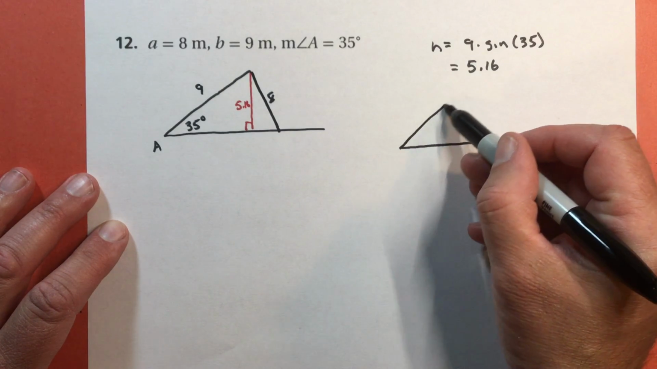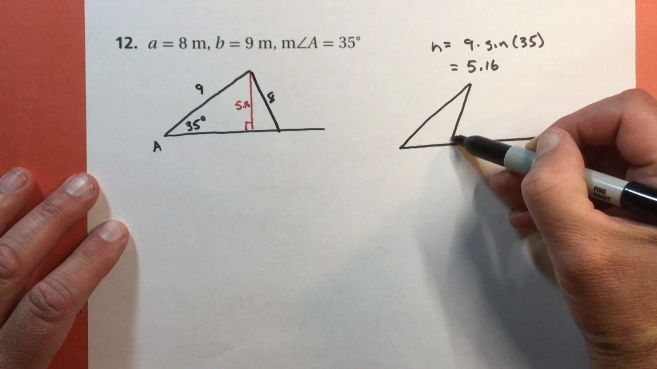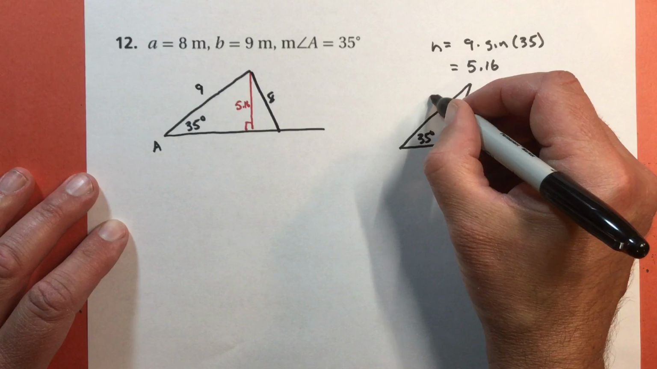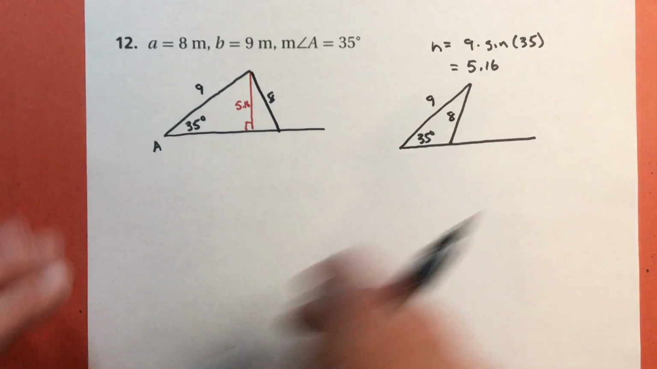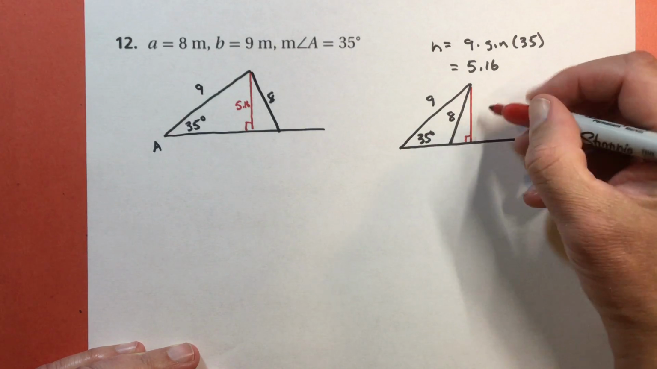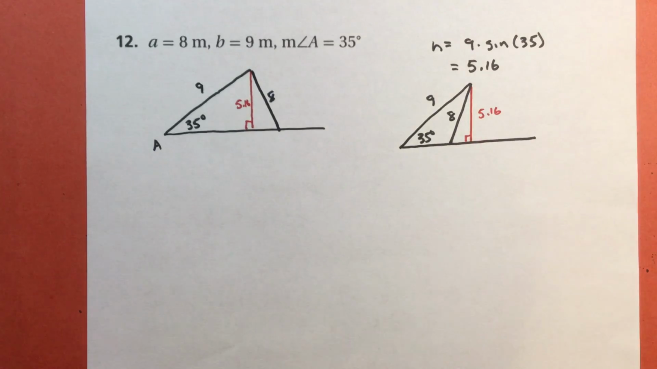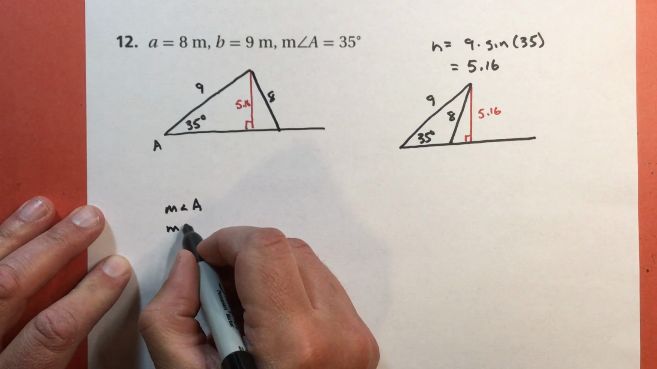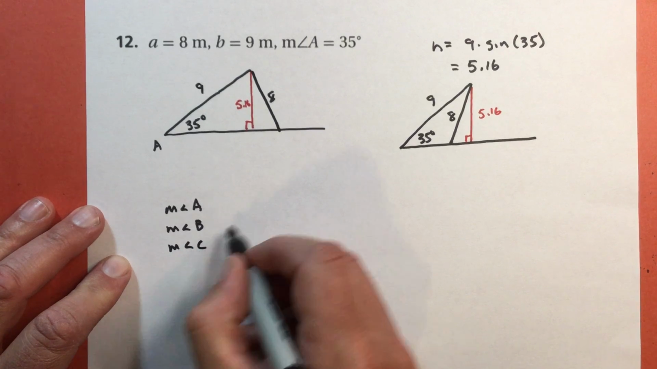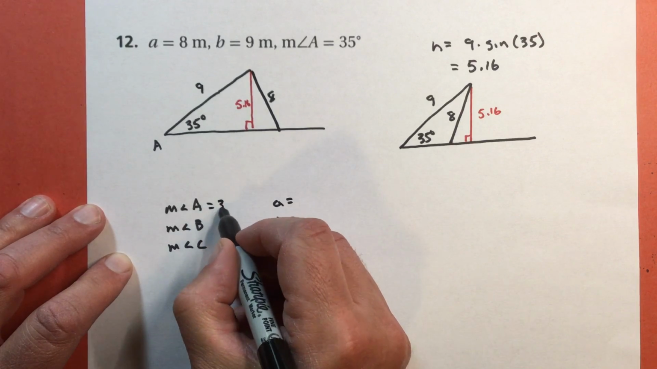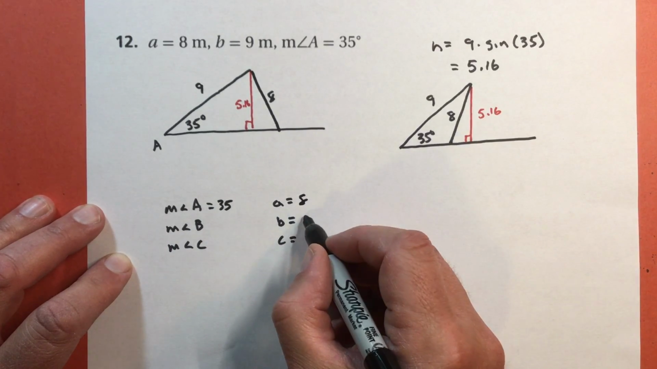That's actually going to look like this, where this is 35 degrees again, this is 9, and this is 8. And again, my height this time is on the outside of the triangle, 5.16. So now I'm going to have to solve both triangles. Measure of angle A, measure of angle B, measure of angle C. What do I know? This is 35, and this is 8, and this is 9.